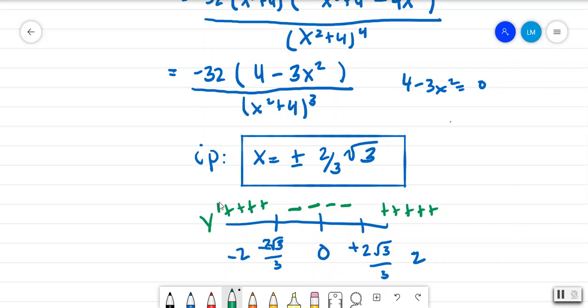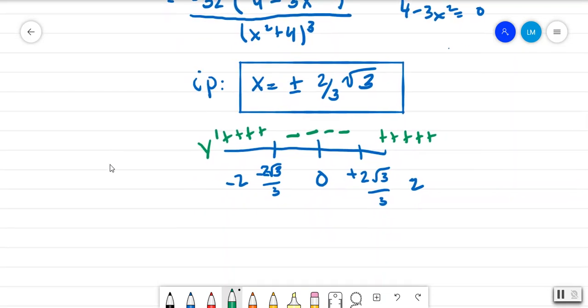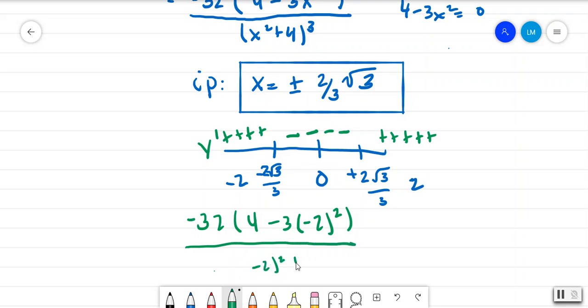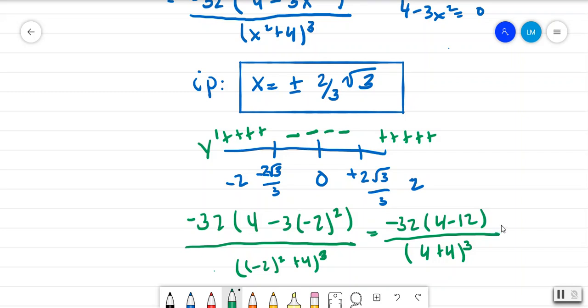Now, the reason that it's positive is because if you were to plug in the 2, you would have 4 minus 3 times negative 2 squared, and this is all divided by negative 2 squared plus 4 to the third power. So notice that this is going to be 4 minus 12, so negative 3 times 4 minus 12. Well, definitely all of this is negative. And this is 4 plus 4, and that's cubed. So all of this is definitely positive.